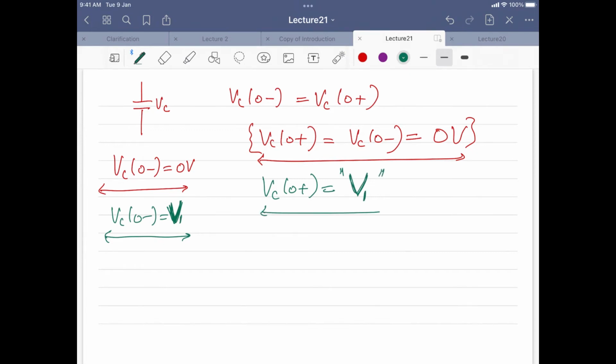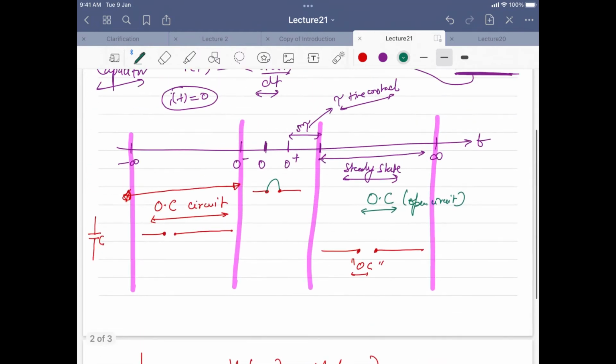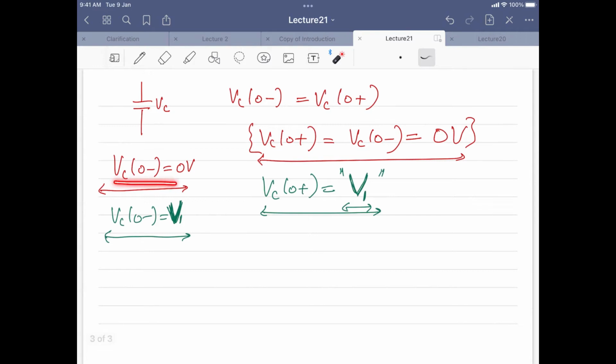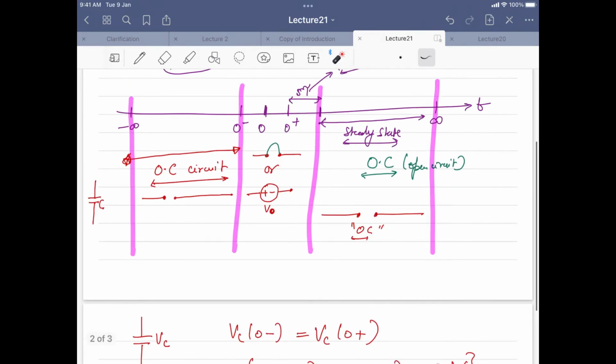Will it be or not? Yes, sir. So what is this? This is a voltage source. Yes. So if it is a voltage source, then it will be replaced by a battery of value V0. Depends. So now you have to be very careful in doing this. You can replace it by a short circuit if the voltage at 0 minus is 0 volts. But if the capacitor has an initial voltage across it, then at 0 plus you have to replace it by a battery of voltage V0.